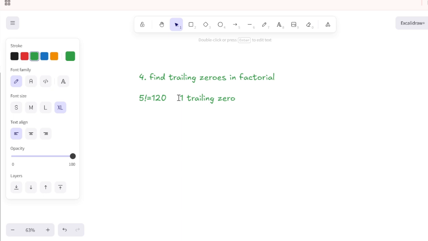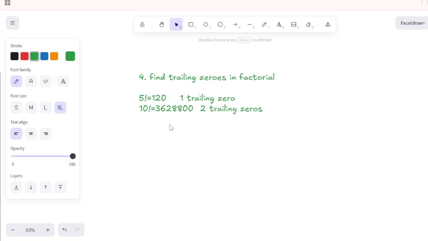Or if we take 10 factorial for your clear understanding, we got 3628800. So here we have two trailing zeros. So this is the main thing: trailing zeros are nothing but the zeros which are at the end of the factorial number.